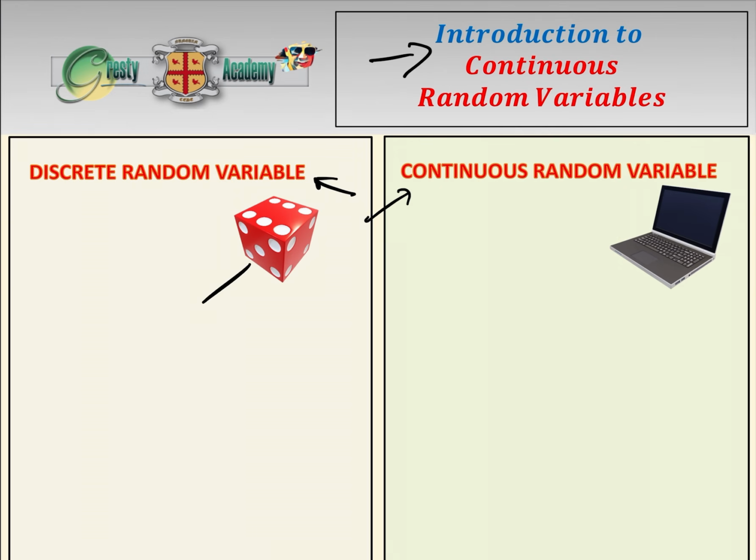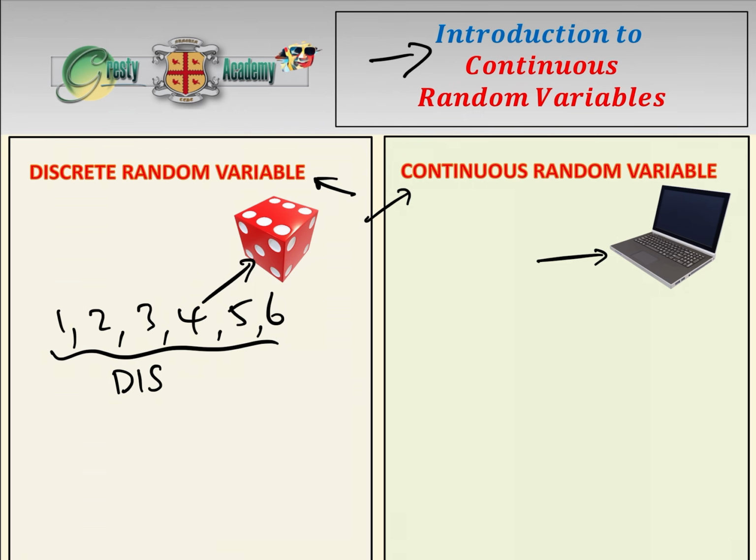So basically we have here a dice and we have here a computer. This is a physical dice. Everybody knows it can take the values either 1, 2, 3, 4, 5 or 6. These values here are discrete. It cannot take, for example, the value 3.5.